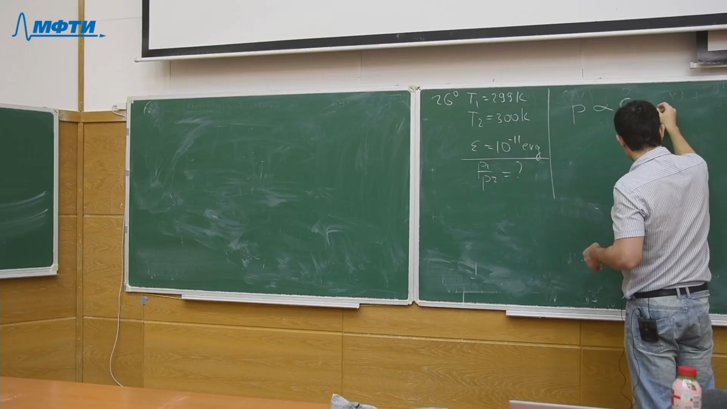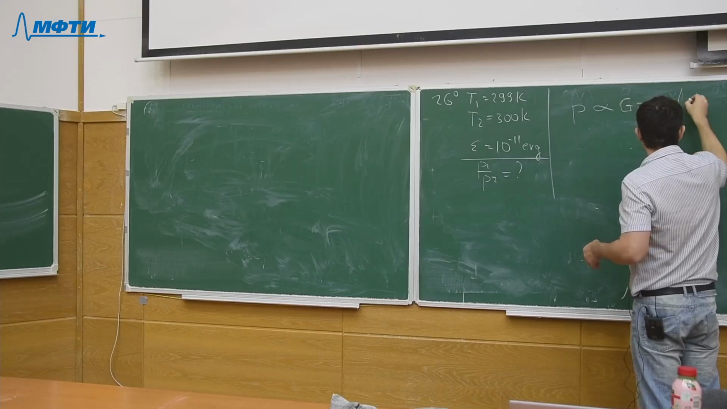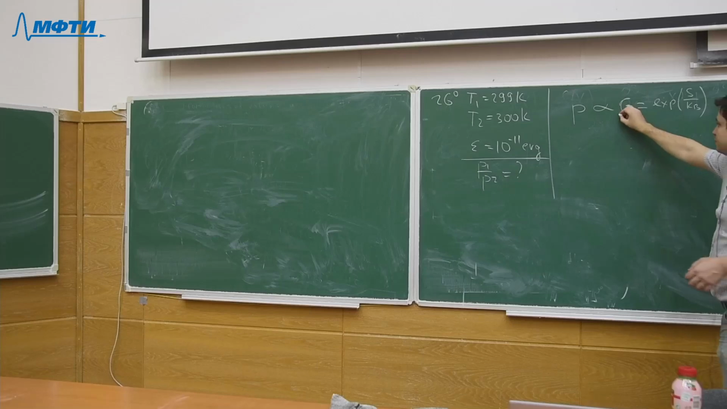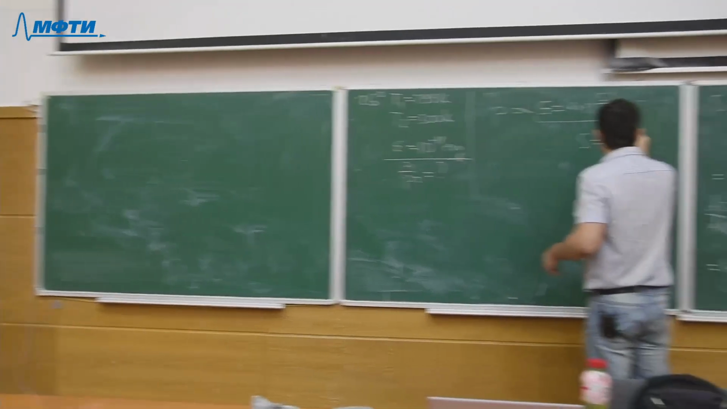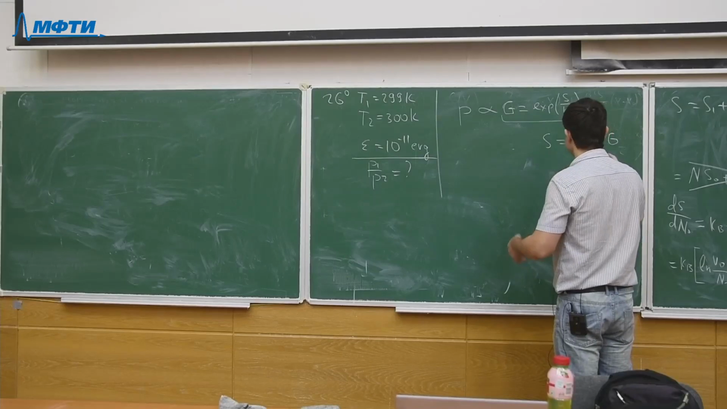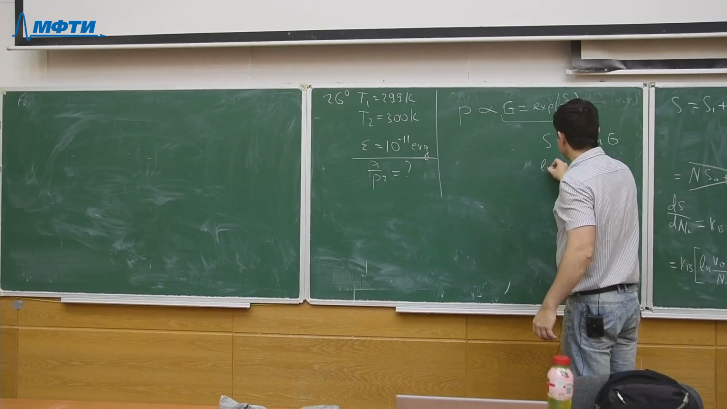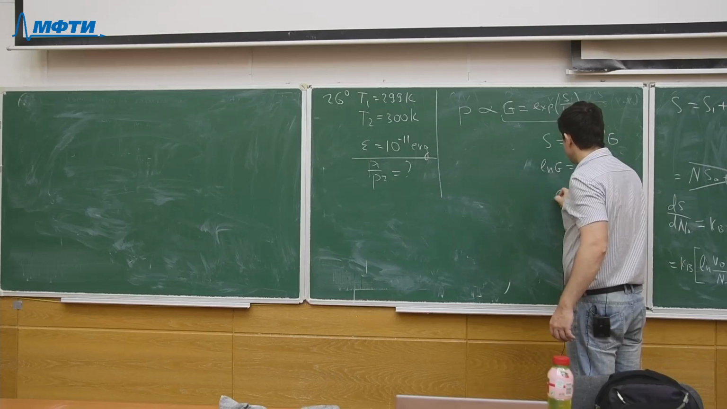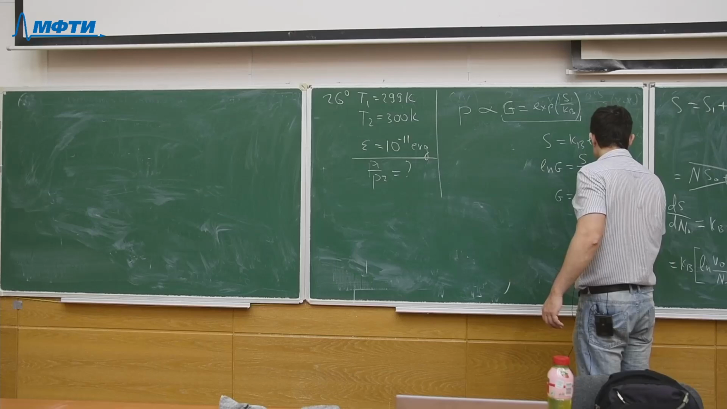But the statistical weight itself can be calculated as the exponent of entropy over Kb. This equation should not be a surprise to you, because I have initially defined the entropy as Kb times the logarithm of the statistical weight. So if I want to calculate the statistical weight from here, I first express the logarithm of g as S over Kb, and then calculate the exponent of both sides of this equation. So I get g equals e to the power S over Kb.